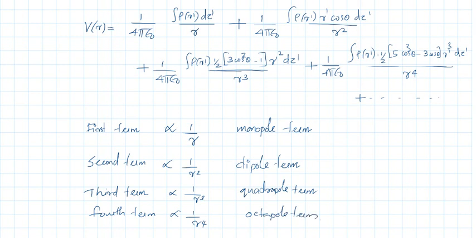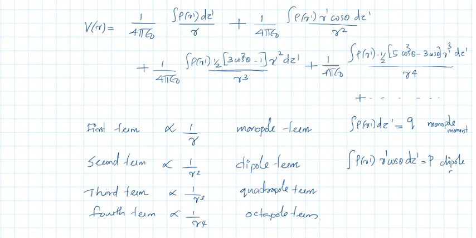Now, in the first term, integral rho of r prime d tau prime is the quantity in the numerator and it is nothing but total charge q. It is called monopole moment. In the second term, you have integral rho of r prime into r prime cos theta d tau prime. It is denoted as p. It is called dipole moment.